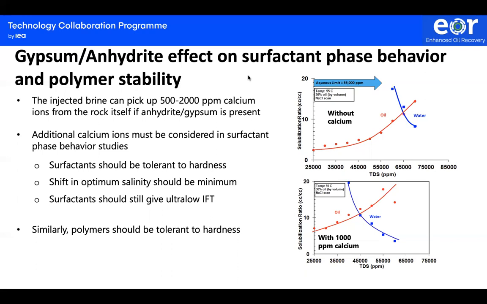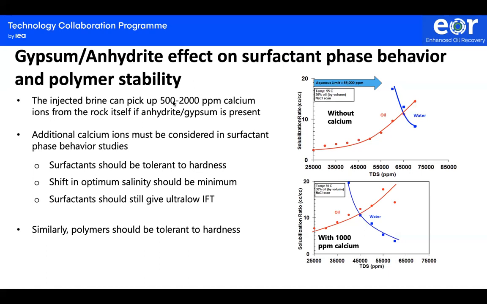For example, we saw that when you have anhydride in your reservoir, you can expect about 500 to 2000 ppm calcium ions. Therefore, if you do not have any calcium ion in your surfactant slug, then calcium as high as 2000 ppm can come from the rock due to anhydride dissolution, and that can affect your surfactant phase behavior. If your surfactants are not tolerant to hardness, then you would lose ultra low IFT.